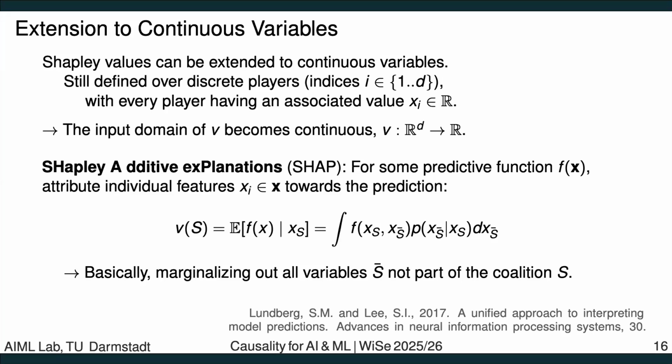Basically, it tells us, okay, I have my value that I get from my classifier or my value function, and I weight it by the probability of these features that are not in the coalition, given the evidence that I have. So this S bar given S, this is something we could maybe model with a causal model, or with a Bayesian network, for example.